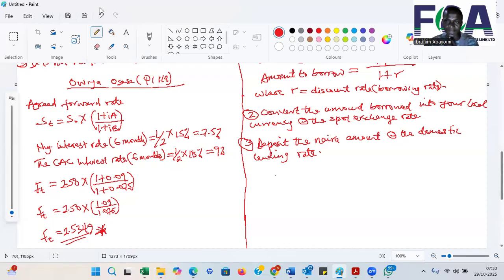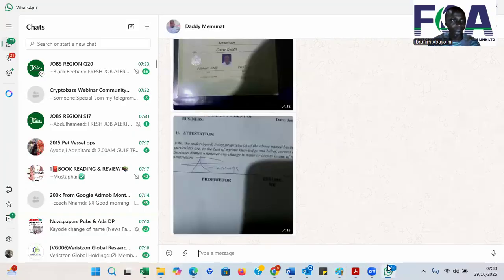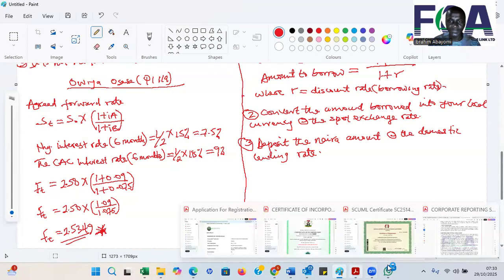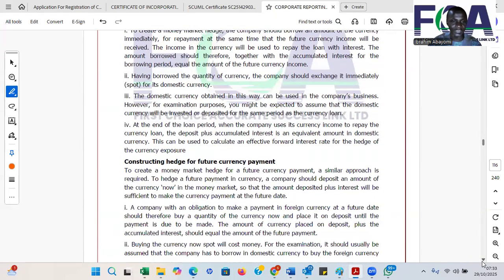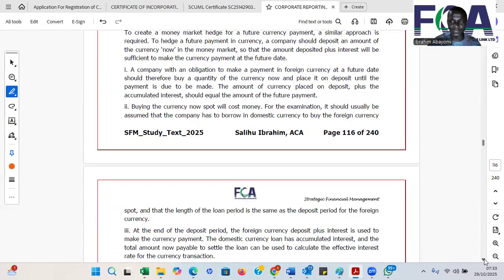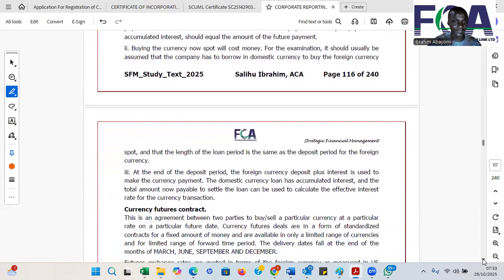All right. Let's see. Any separate question on money market hedge, or is it together? If it is together, then we take the next set of techniques before we.